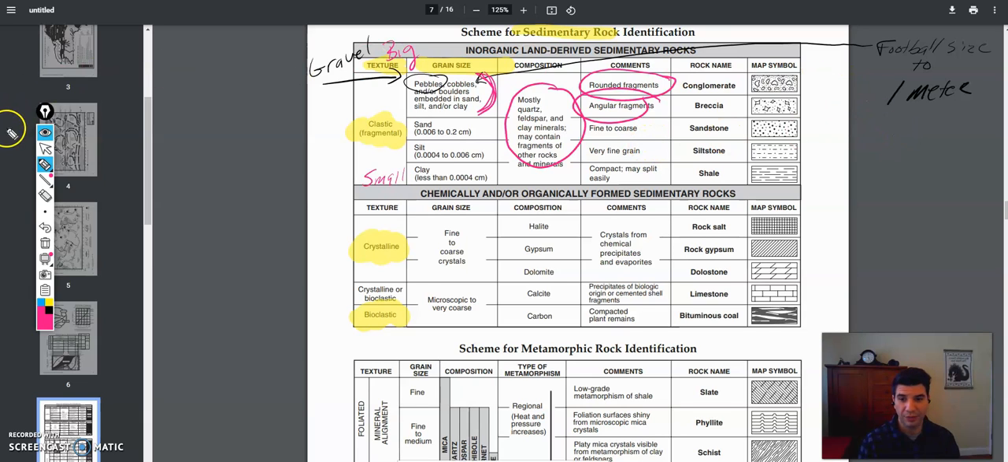Okay, now this is important. I need you to, and I'm just going to erase this so we have some more space here. I need you to write down the environment of formation. So for conglomerate, those are rocks that have been rounded over time. Can anybody call out a place, you can type it in the chat, where rocks over time start off angular and then they slowly round over?